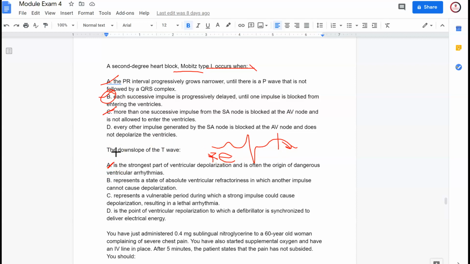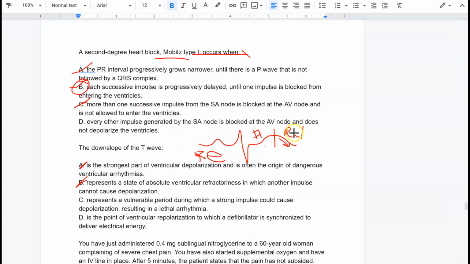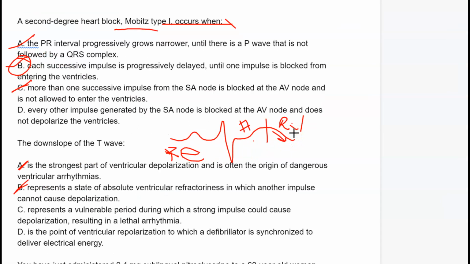Represents a state of absolute ventricular refractoriness, in which another impulse cannot cause depolarization. If you remember, this is your absolute side, and this is your relative side. All right, enough, I get the relative side. Let's go with it. So no, this is your... oh Lord, again.